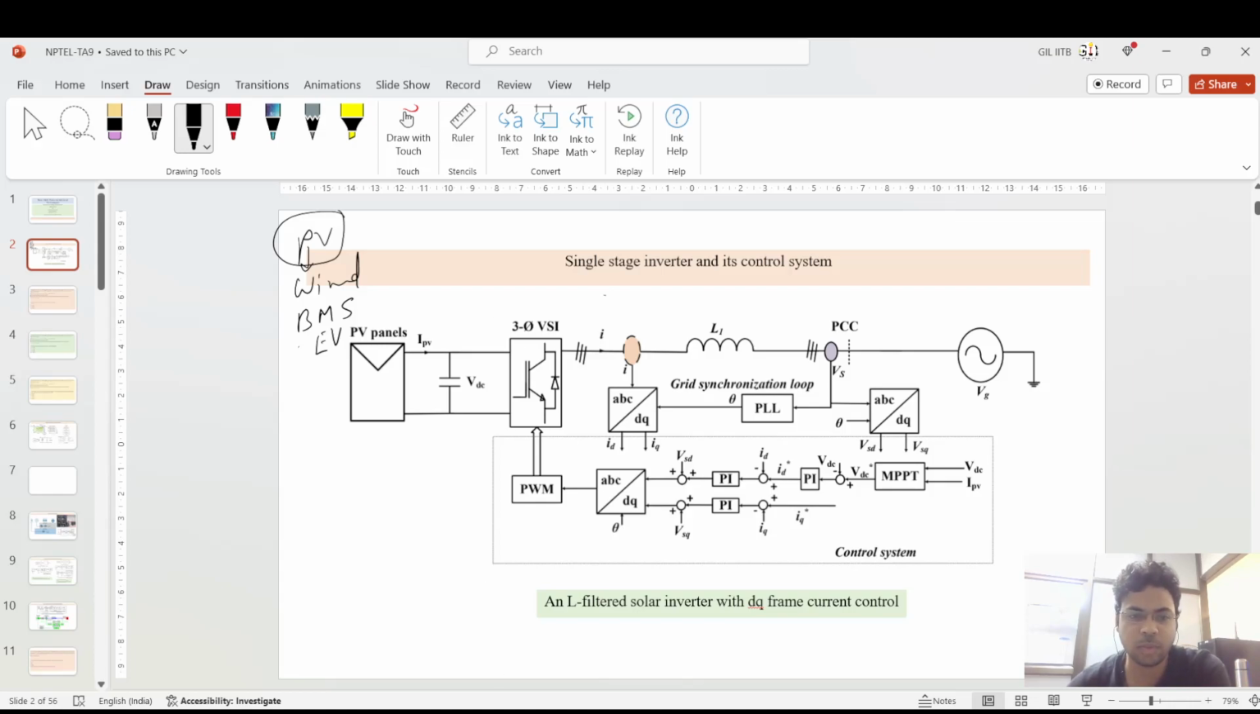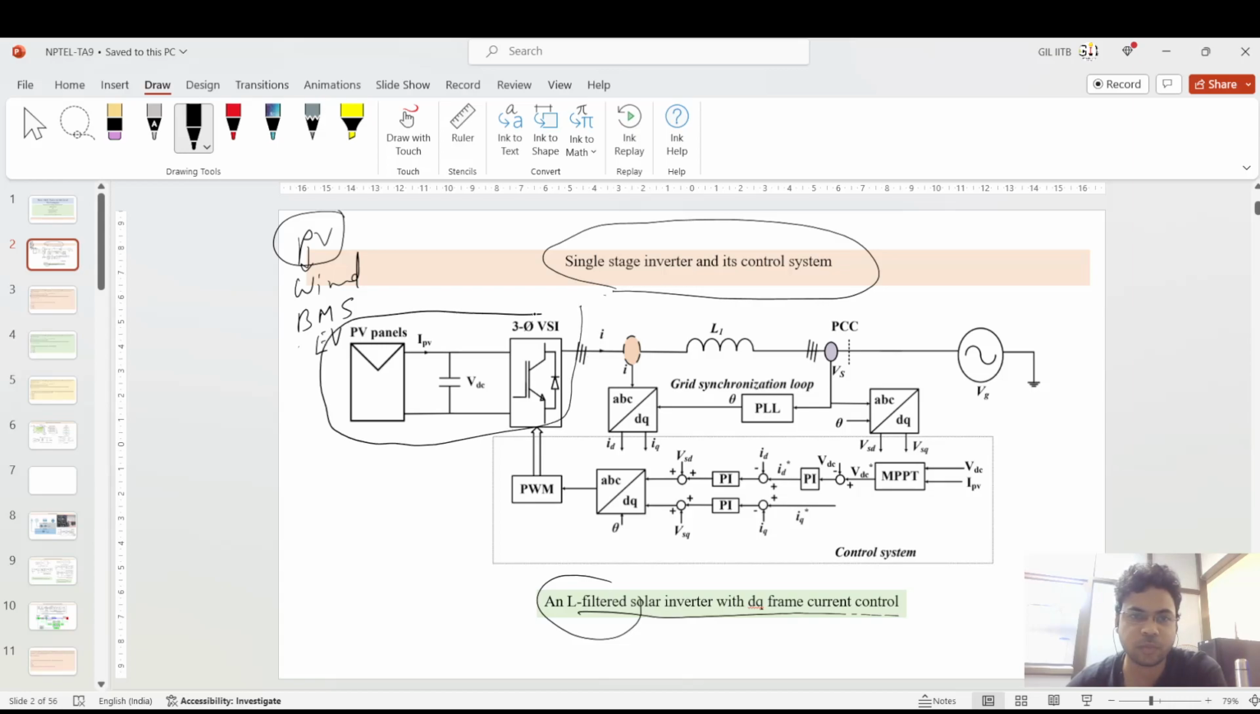Starting with the single phase inverter and its control architecture. As you can see, this is an L filtered solar inverter with DQ current control. Why is this an L filter? This is the conversion from the DC system, converted using the voltage source inverter to the AC part, then using this filter to make a smooth current which is aligned with the grid voltage and frequency.